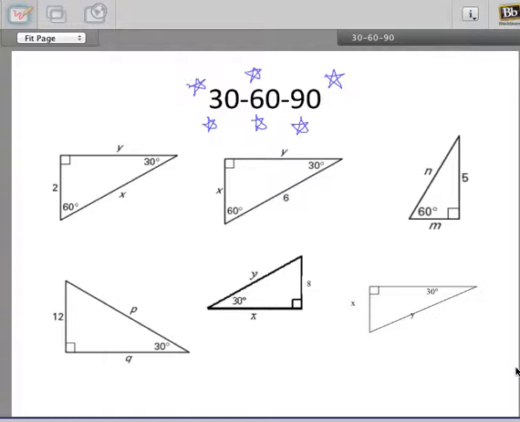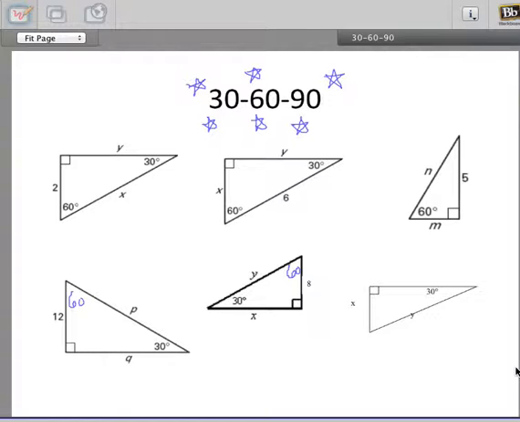So we're going to start with our 30, 60, 90 special right. Notice the 30 is an angle measure. The 60 is an angle measure, and the 90. If one of the angles is 30 and the other one is 90, you know automatically that the last one is 60. So it'll be a 30, 60, 90, just like here. This guy is going to be 60, because they add to 180.